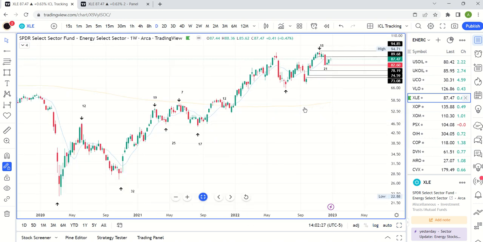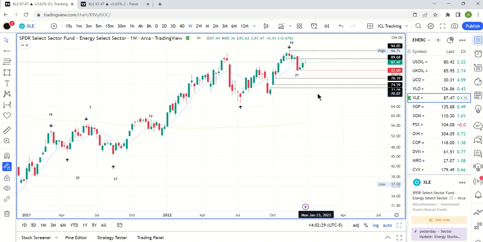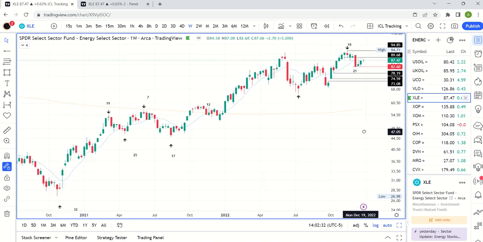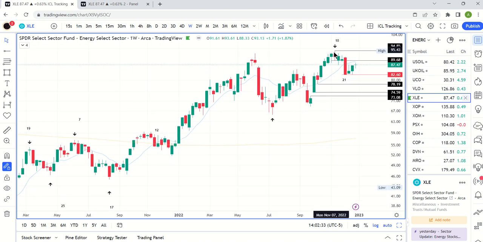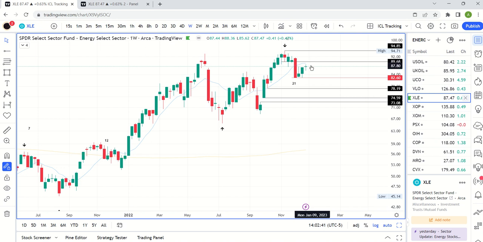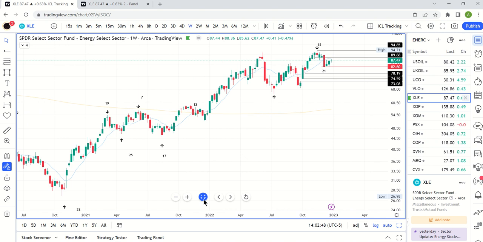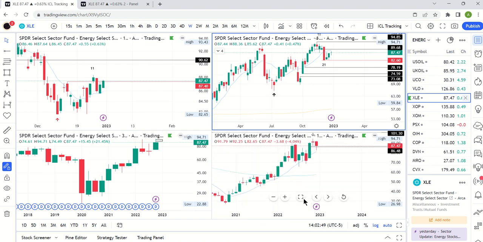So really the same principles for XLE as oil. But in this case, we had a very clear weekly cycle high on week 18. And it is starting to look like this big red candle is our ICL for week 21. So this would be similar to oil, and this idea that this is actually week 3 of a weekly cycle. So this actually might help clarify where oil sort of stands.